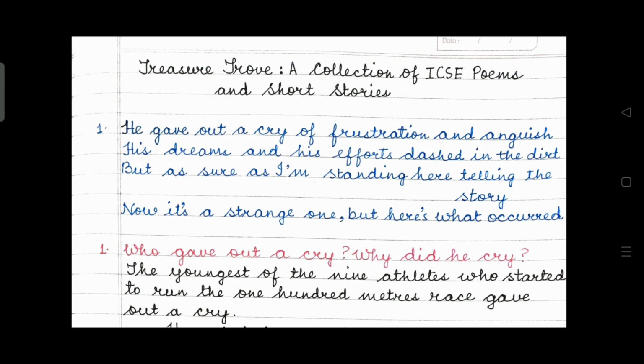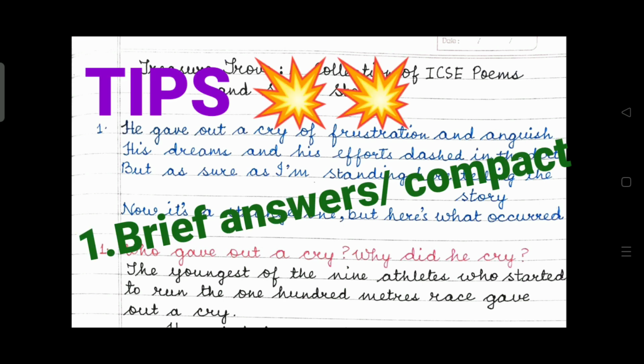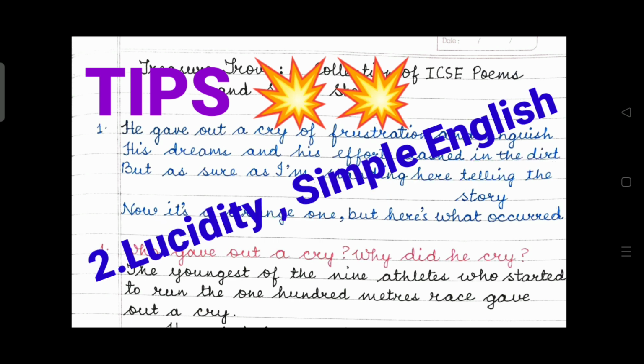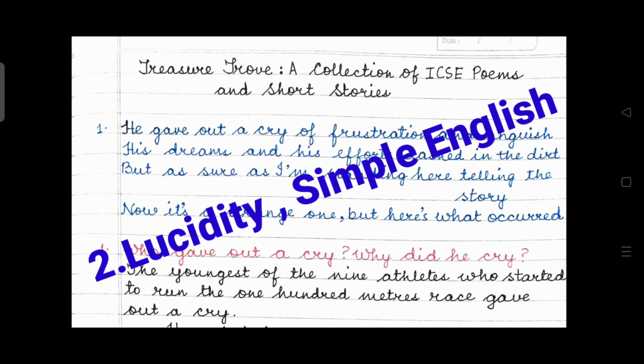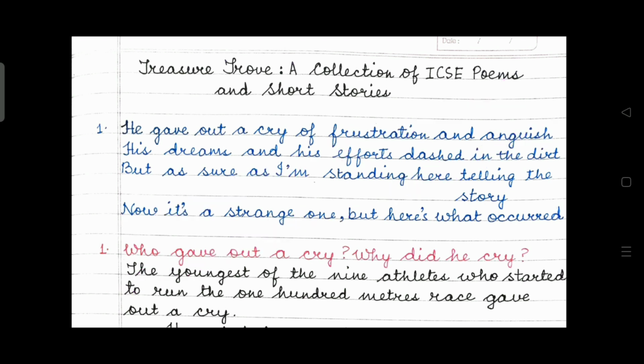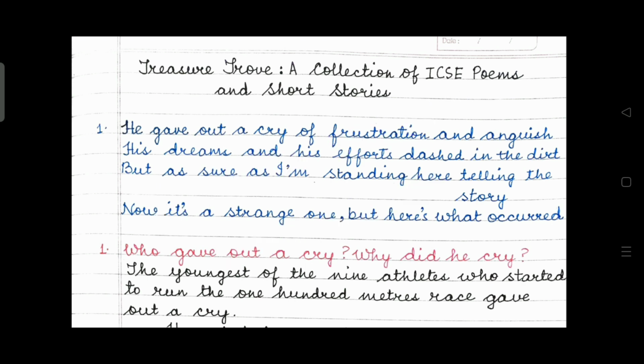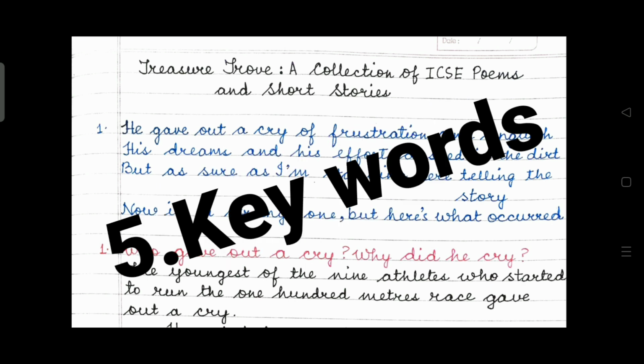Tip number 1, brevity. Write answers briefly. Don't beat around the bush. Second tip, lucidity. Simple, lucid language. Simple English. Number 3, accuracy of grammar, punctuation and spellings. Number 4, write in your own words. Remember this, write in your own words. And number 5, mention the key words in your answer.